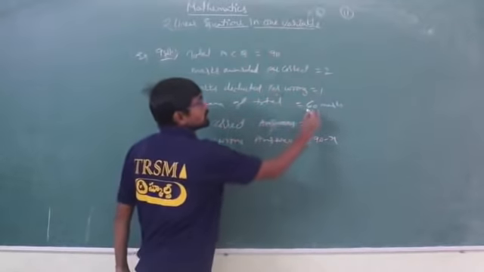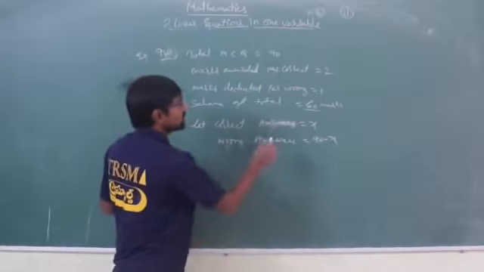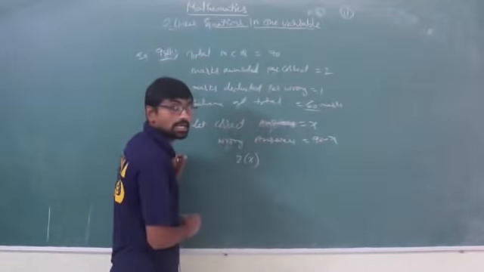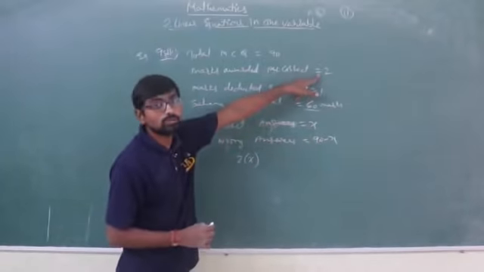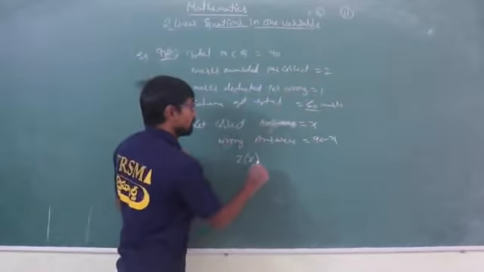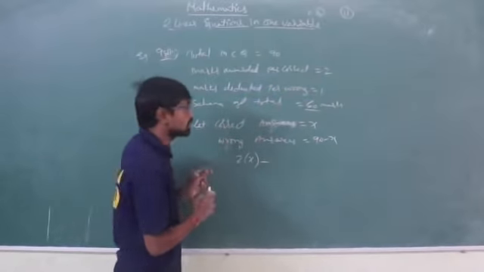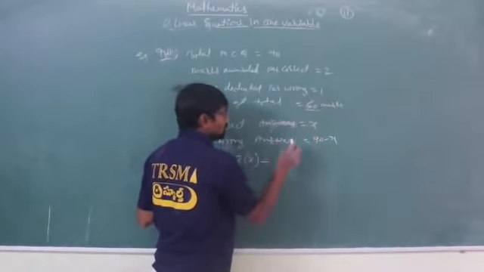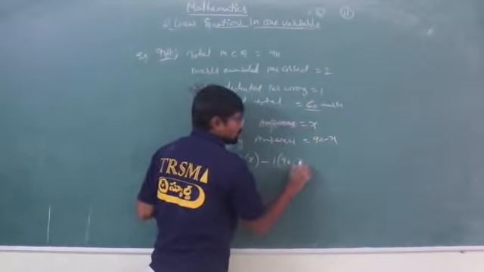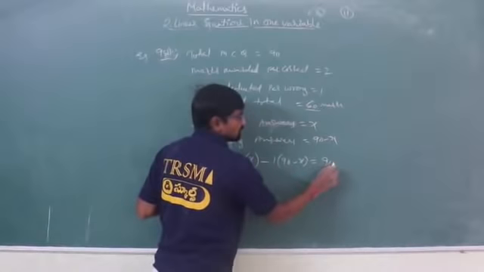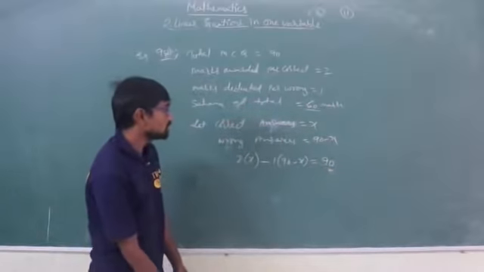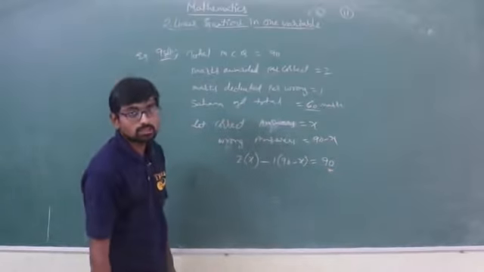So the total number of marks she got is 60. So what is the equation? 2 into x, correct. For each correct question we will get 2 marks. So 2 into x minus, deducting how many? 1 mark. 1 into 90 minus x is equal to 60. You can solve this and you will get the correct answer.